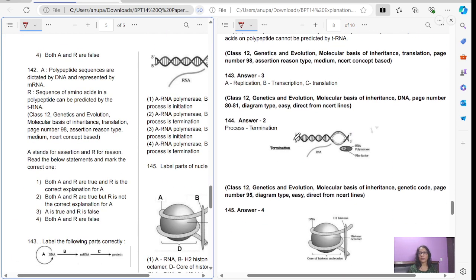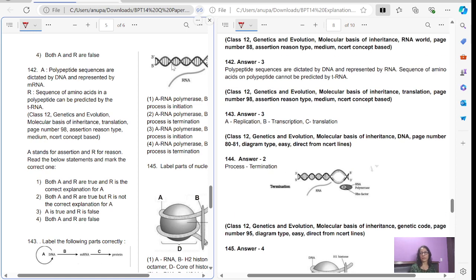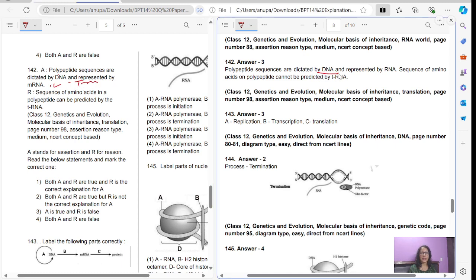Now let's move to the next question, that is question number 142. Question number 142 is also an assertion reason type question, and it states that polypeptide sequences are dictated by DNA and represented by messenger RNA. So this is true. Polypeptide sequences are dictated by DNA and are represented by RNA.